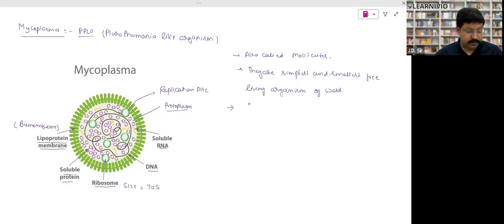Their size varies from 0.1 to 0.15 micrometer. Next thing, plasma membrane, cell wall is found in bacteria. Cell wall is not found in mycoplasma.